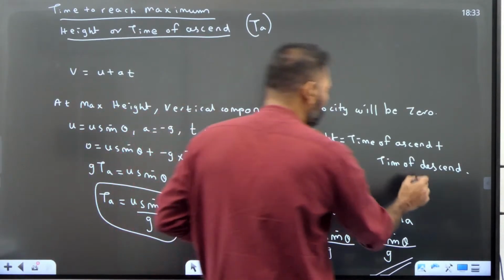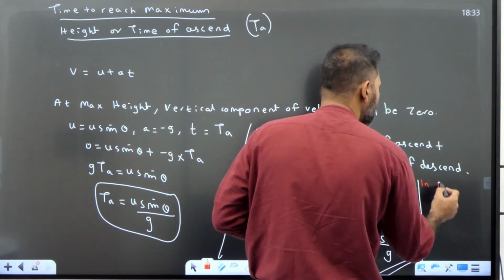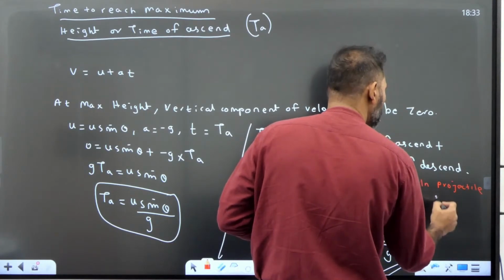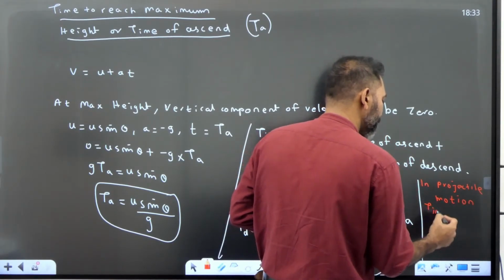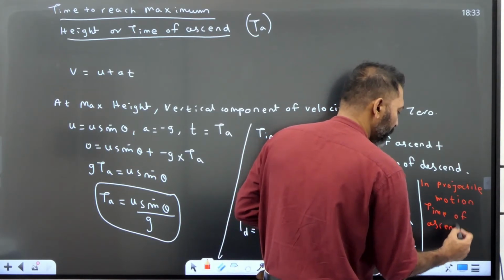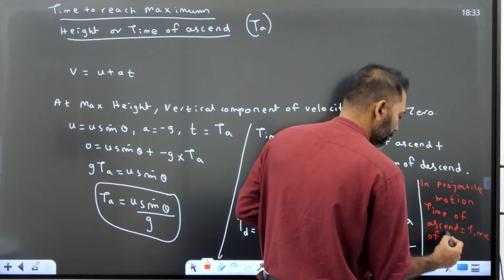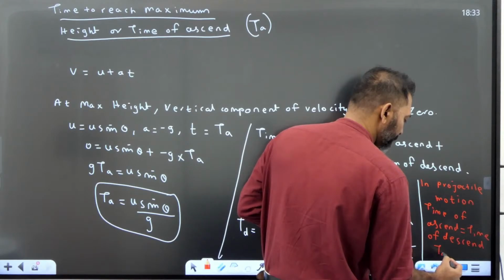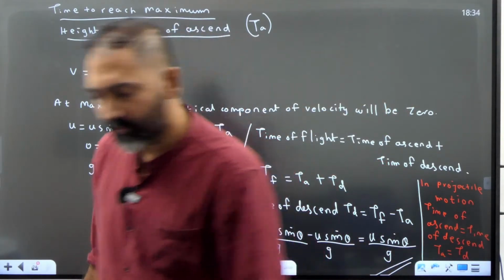So we have proved that in projectile motion, time of ascent is equal to time of descent. T suffix a is equal to t suffix d.